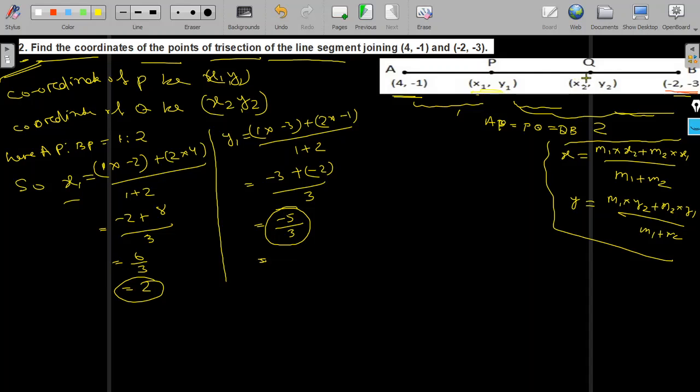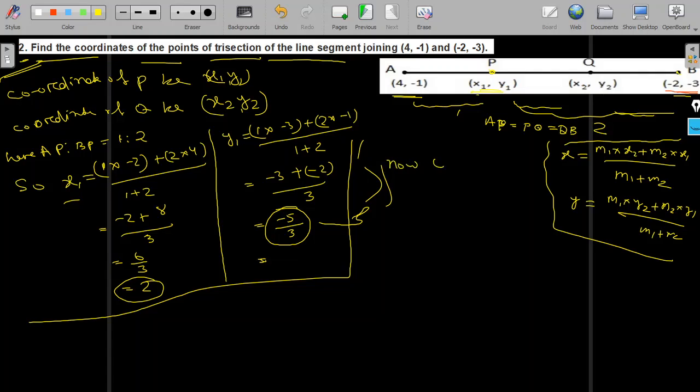Now similarly we will move to point Q. Here we can do one thing. We have found the coordinates of P, and the coordinates of B we already have. Now Q is dividing PB in the ratio of 1 is to 1.